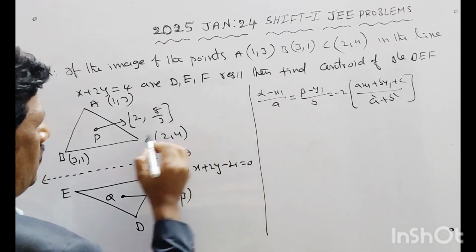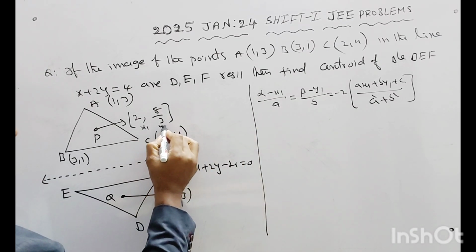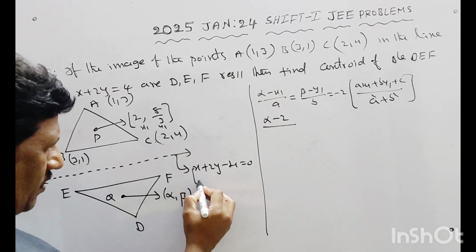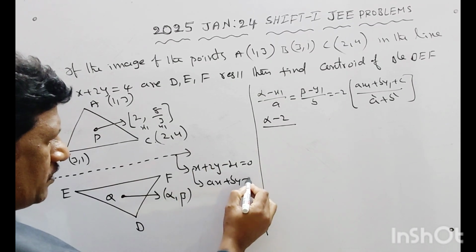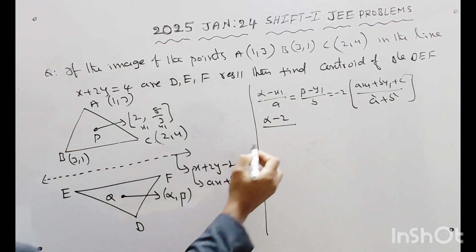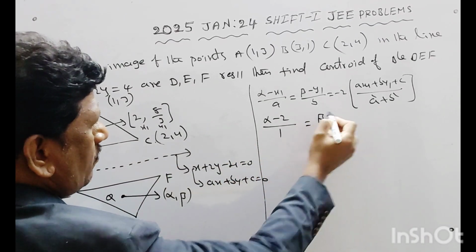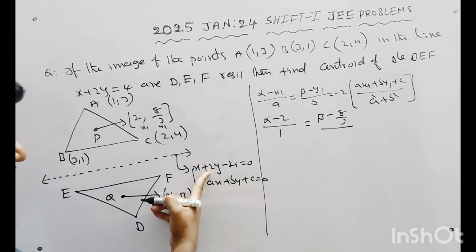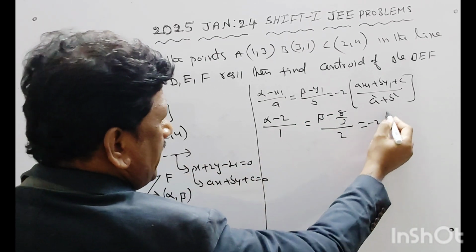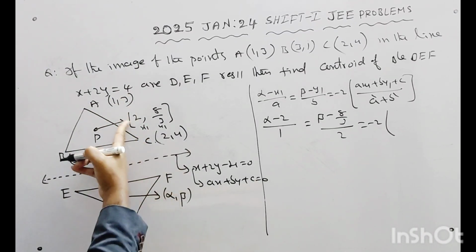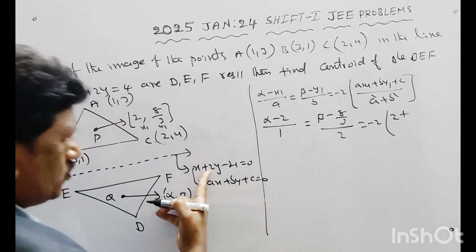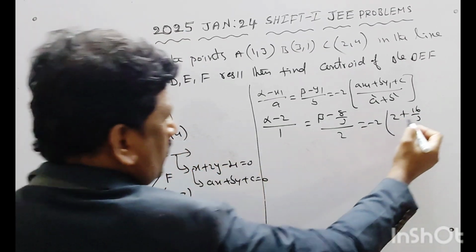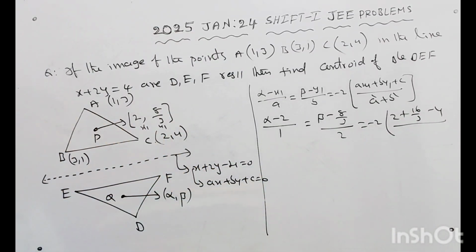Here you take this point as x1 comma y1 and substitute: alpha minus 2 by a. We compare the line with ax plus by plus c is equal to 0, where a value is 1, so this is 1, is equal to beta minus the value of y1, which is 8 by 3, by b, where the value of b is 2, is equal to minus 2 into ax1 plus by1 plus c. So 1 into 2 is 2, plus 2 into 8 by 3 is 16 by 3, and minus 4, by a square plus b square.